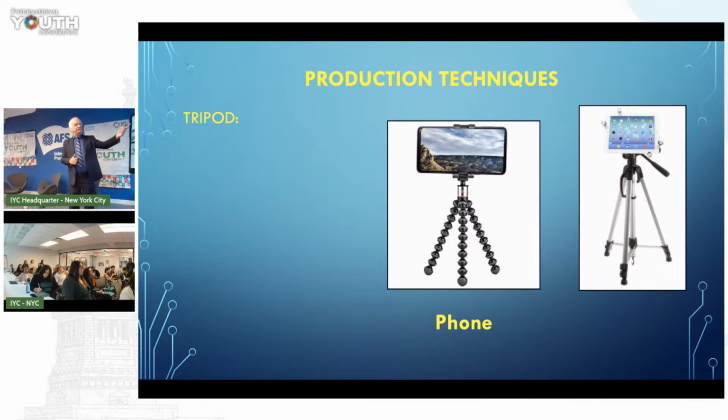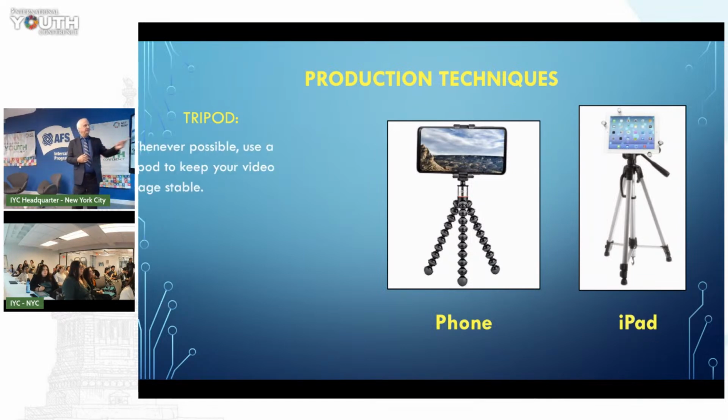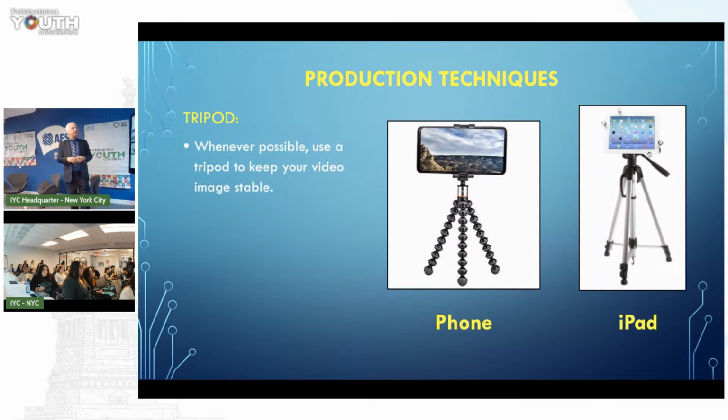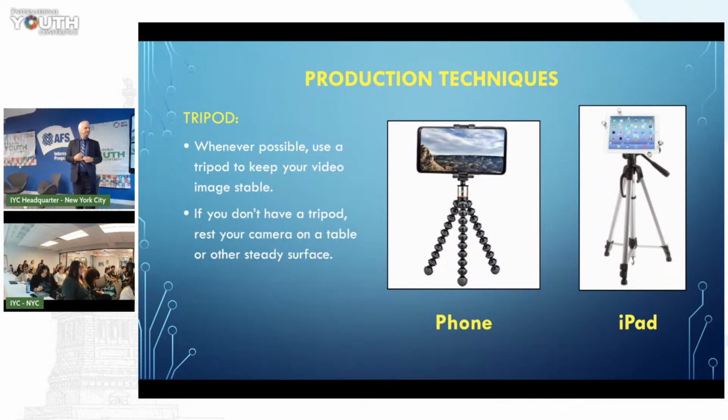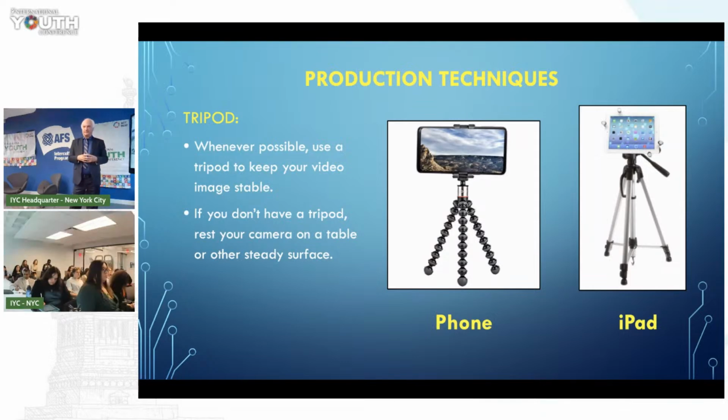Yeah, so even for your phone, you can get these little tripods, or for your tablet, you can get a big one like that. Okay, over here. So whenever possible, use a tripod to keep your video image stable. Stable picture is important. Next. If you don't have a tripod, rest your camera on a table or some other steady surface.